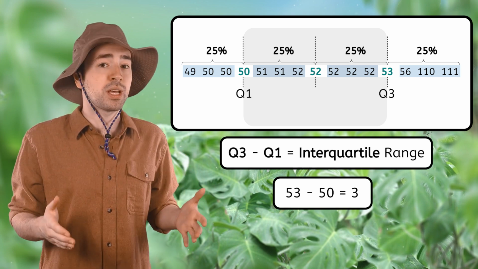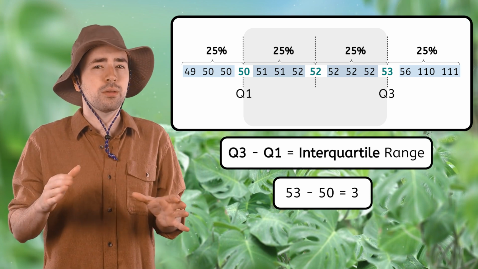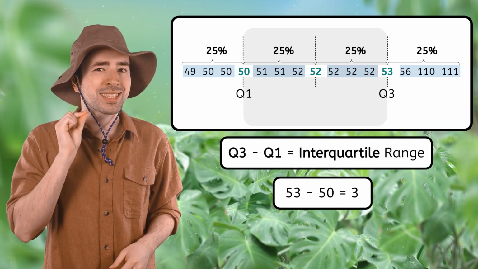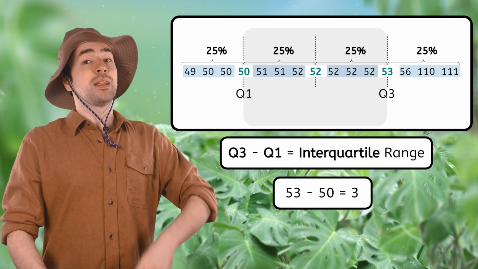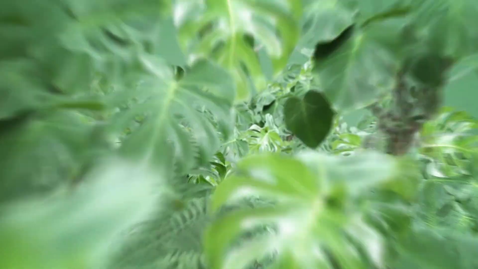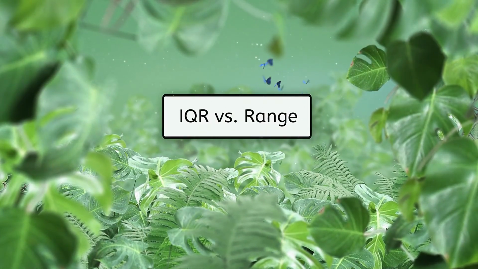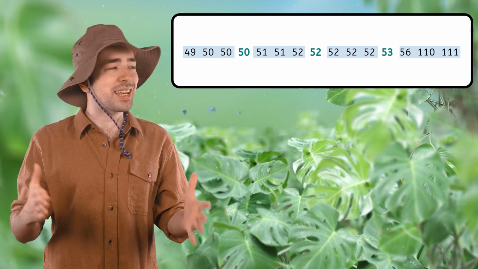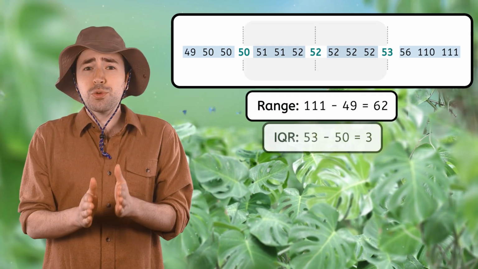The middle 50% of the data has a spread of 3 millimeters. So on a typical day here, it rains a really consistent amount within 3 millimeters. Now, let's compare that with the range of the entire data set. The range of the whole data set is 62 millimeters, and the IQR is 3 millimeters.